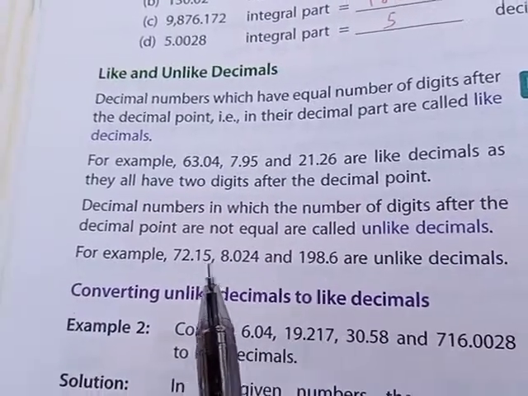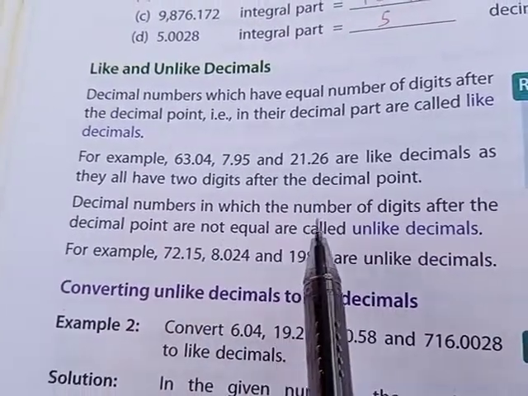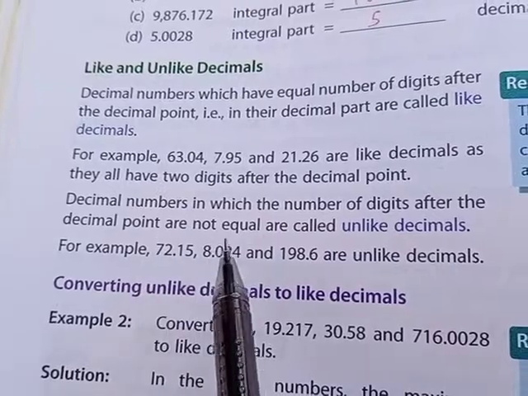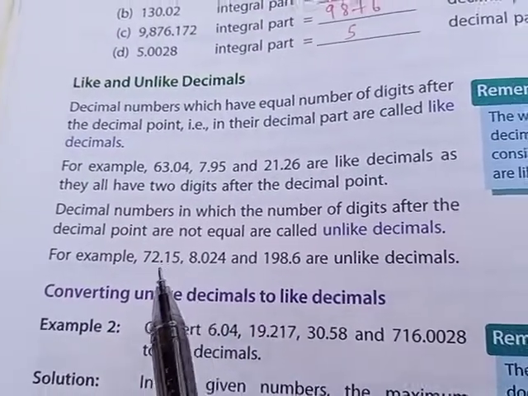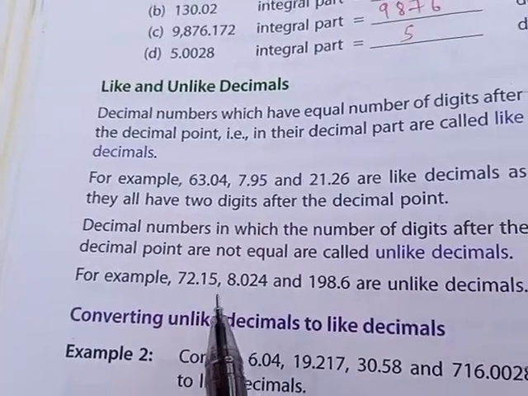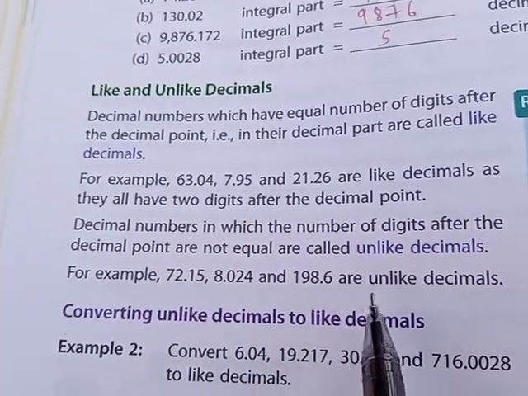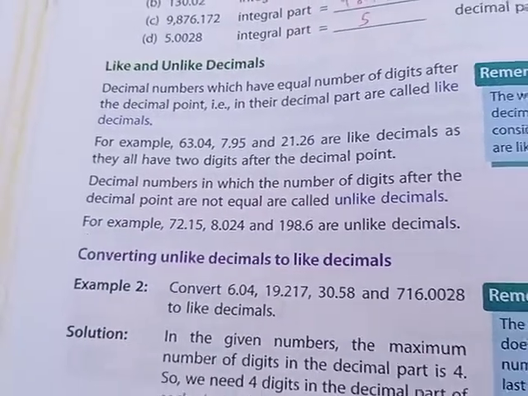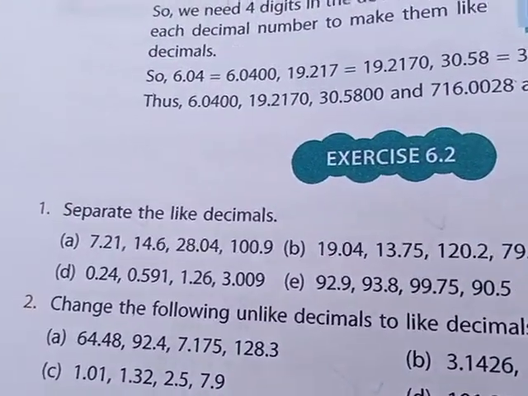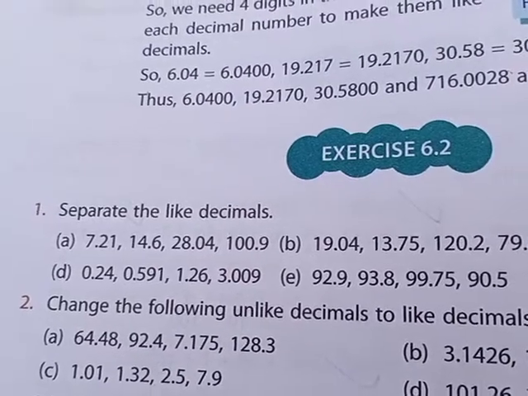Clear? Now what is unlike? Decimal numbers in which the number of digits after the decimal point is not equal are called unlike decimals. And not equal means after the decimal, you can see here, this is 2 digits, then 3 digits, then 1 digit. All such decimals are unlike decimals. Clear? Using this concept of like and unlike decimals, we have to separate the like decimals here.